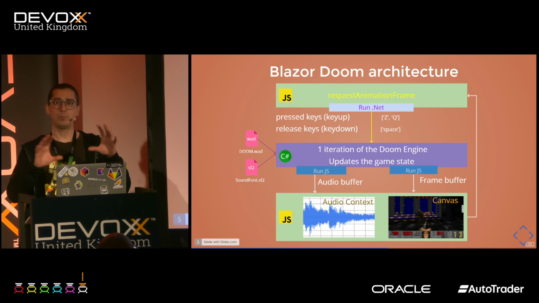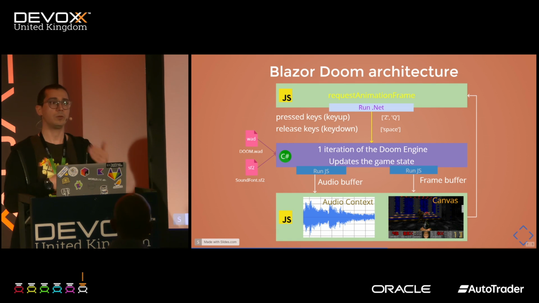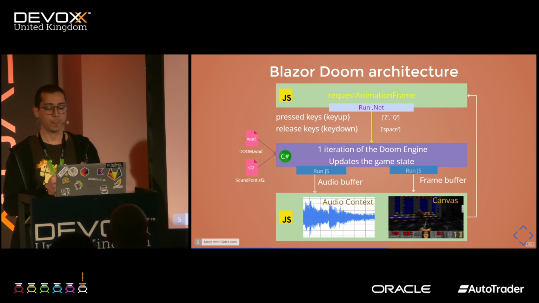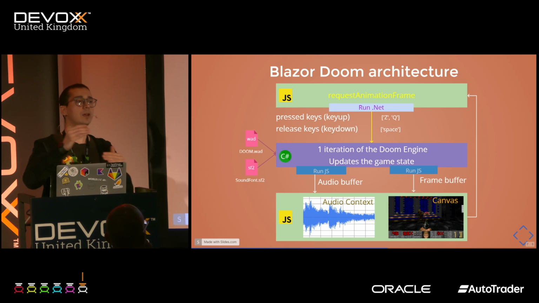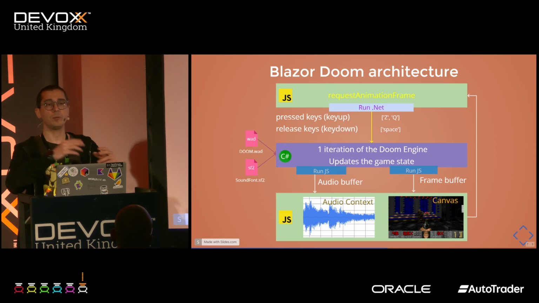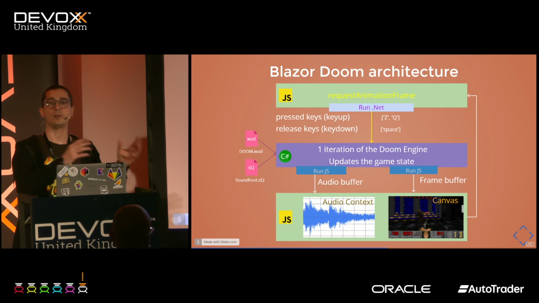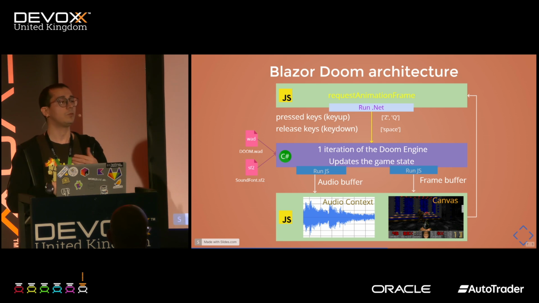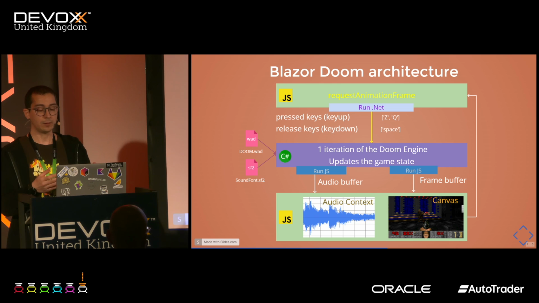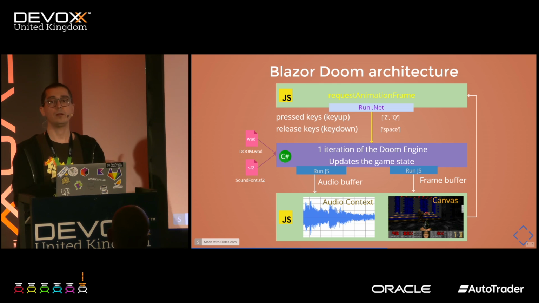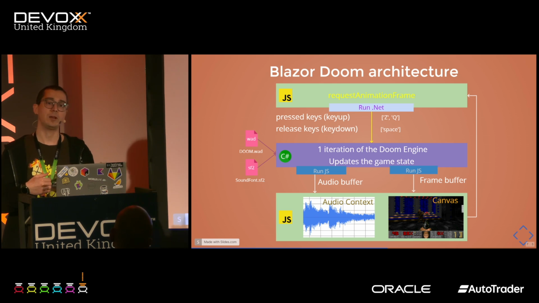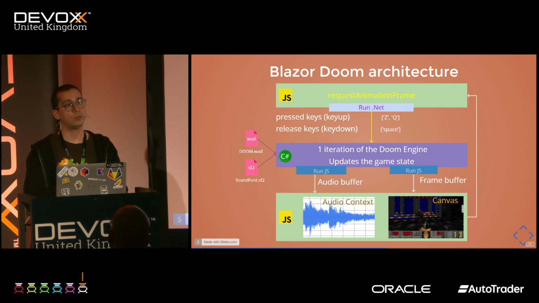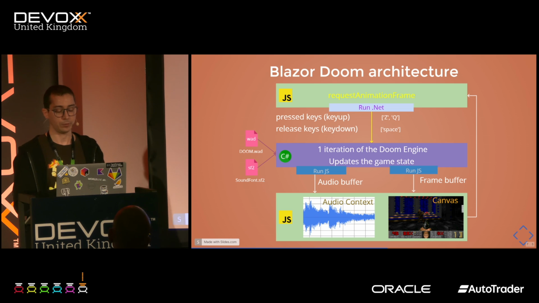So that's the big plan of my porting, is to rewrite the loop in request animation frame and do this kind of multiverse travel between the JavaScript world and the .NET world. So when we're in JavaScript, we call .NET code to update the game state. And when the game state is updated, we send the frame and the audio to the JavaScript APIs to handle them. So in JavaScript, we have audio context to handle the audio, and we have Canvas to handle the frame rendering.